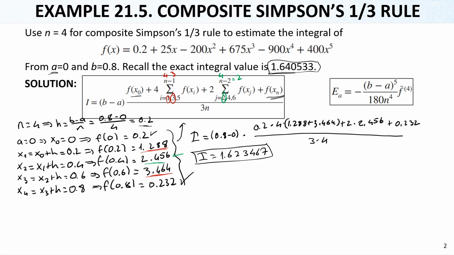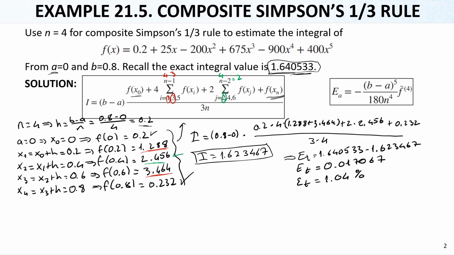So if we want to calculate the true error with these, E_t is equivalent to 1.640533 minus 1.623467. E_t from here is very small, you can see 0.017067. And if you calculate the percentage error by dividing this by this, the error is 1.04. It's almost 1% error, so it's very accurate, it seems.